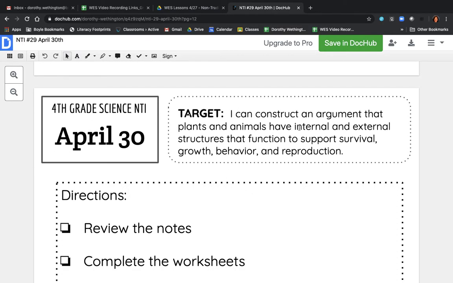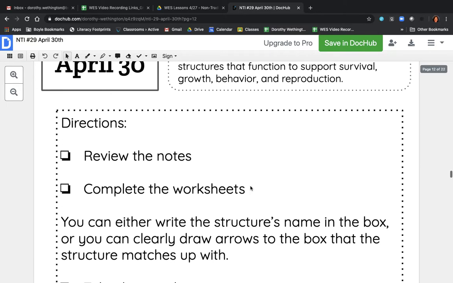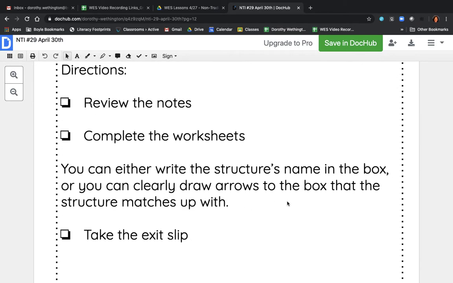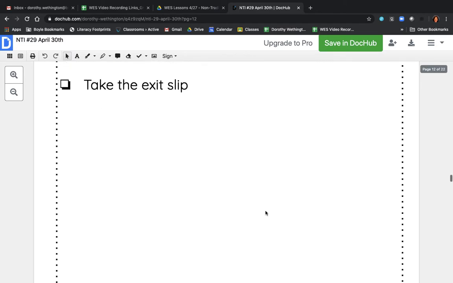Science. Target. I can construct an argument that plants and animals have internal and external structures that function to support survival, growth, behavior, and reproduction. Directions. Review the notes. Complete the worksheets. You can either write the structure's name in the box, or you can clearly draw arrows to the box that the structure matches up with. Take the exit slip.